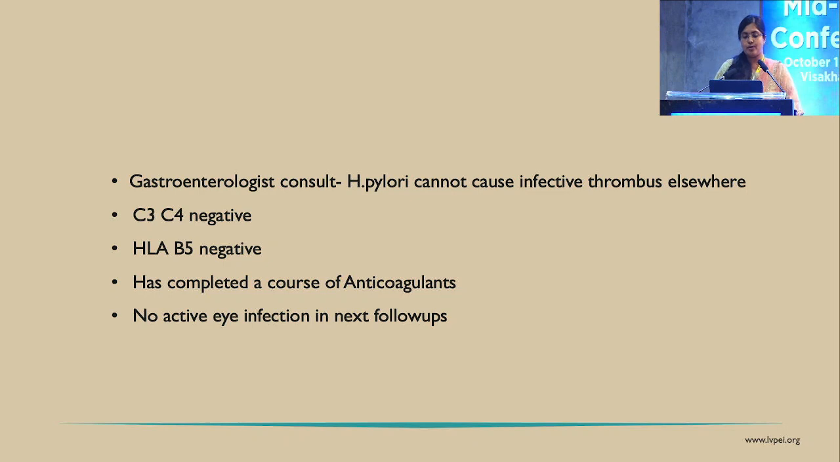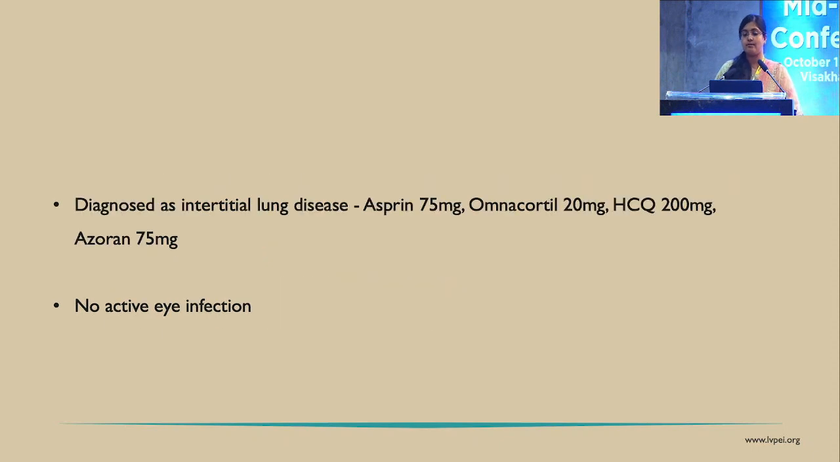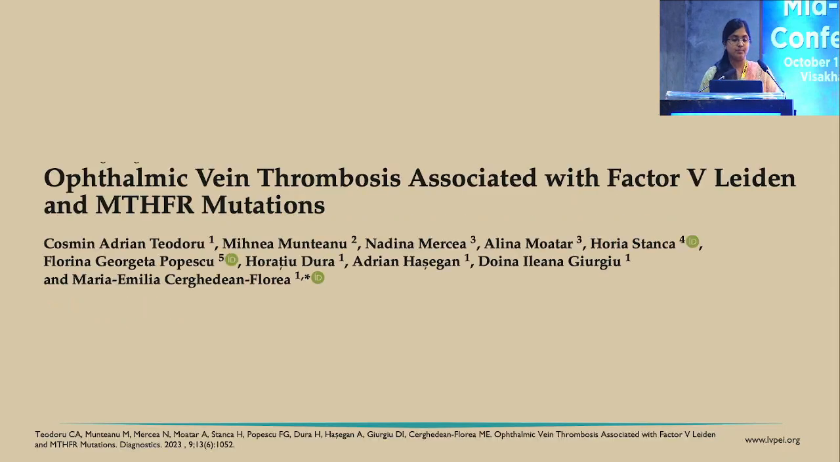The autoimmune profile was within normal limits and he has completed the course of anticoagulants and he has no active eye infection. However, after 6 weeks, he was diagnosed with an interstitial lung disease for which he was kept on immunosuppressants, and in the subsequent 2 years of follow-ups, he has no evidence of eye infection.